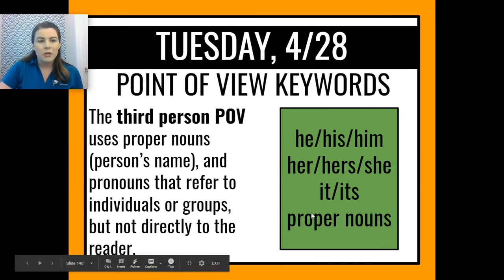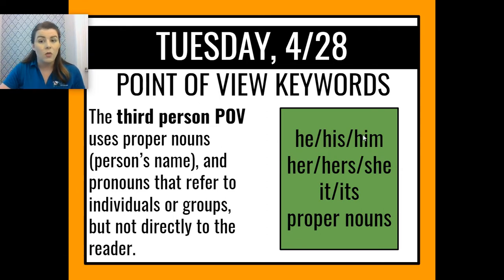We also know that third person point of view will refer to characters with he, his, or him, or her, hers, or she, or it, or its. So instead of seeing things like, I went to the grocery store, that would be first person point of view. The narrator might say, he went to the grocery store. Or she went to the park. Those are ways that we know that the character is not the one that's experiencing the situation. They're just looking from the outside and telling us what's happening.